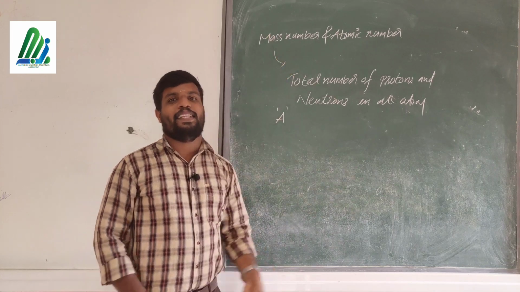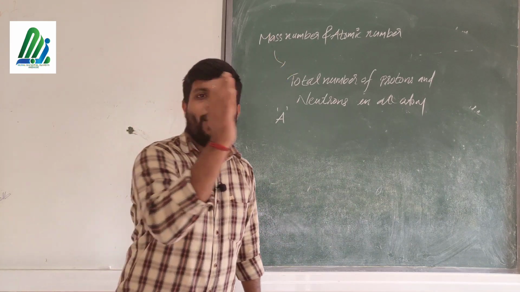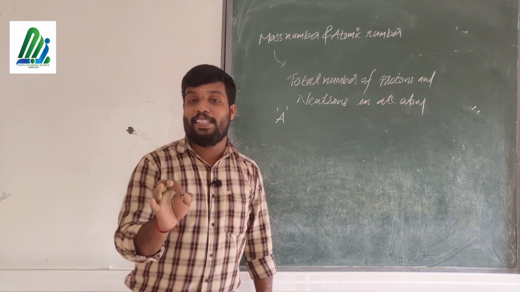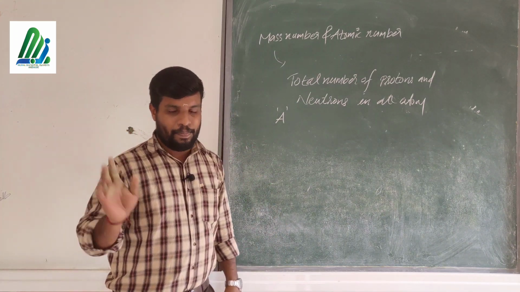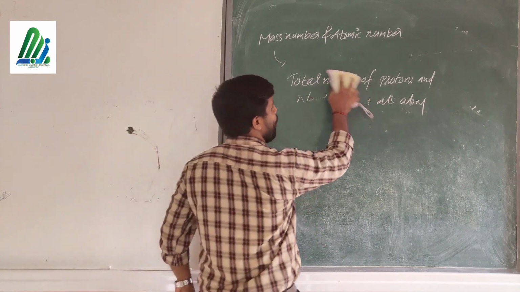So, clear? Mass number is the total number of protons and neutrons in an atom. It is represented by the letter A. The next one is atomic number.